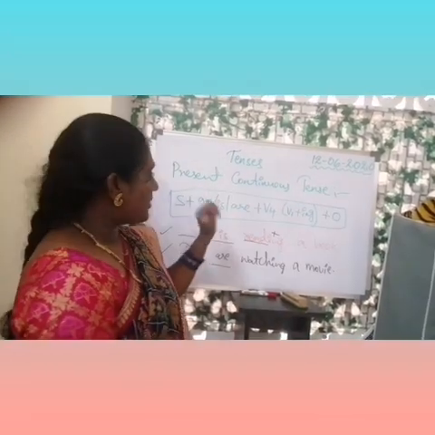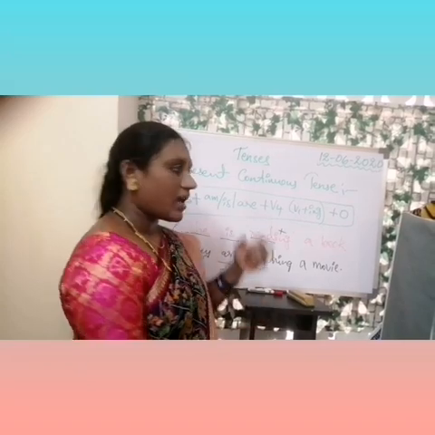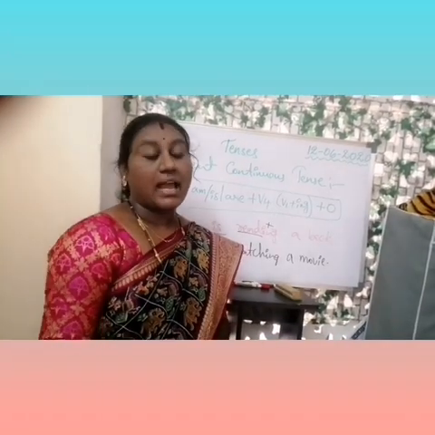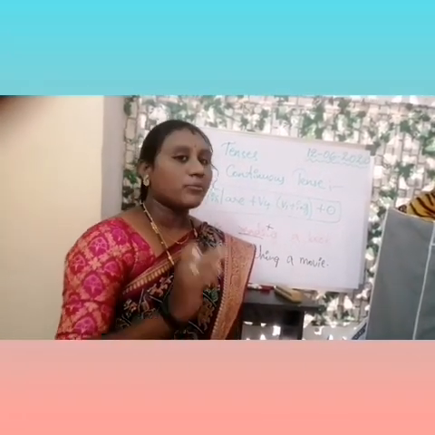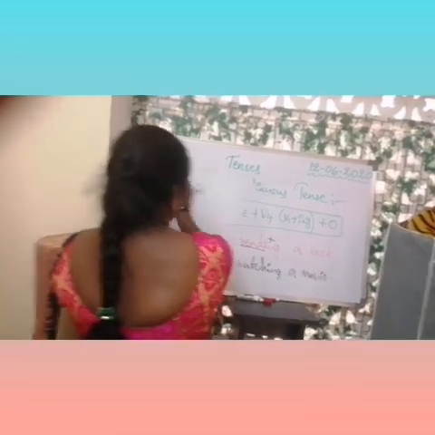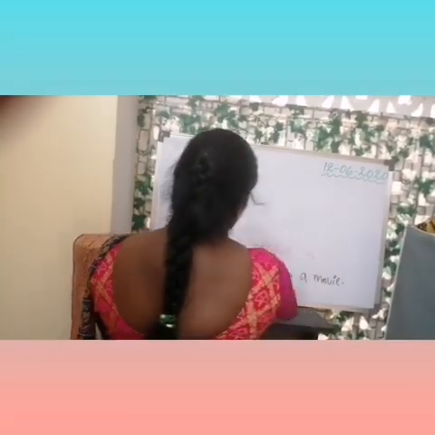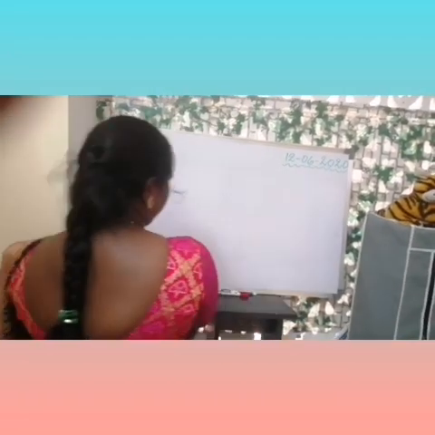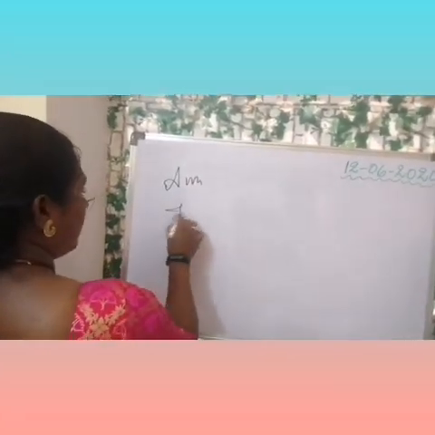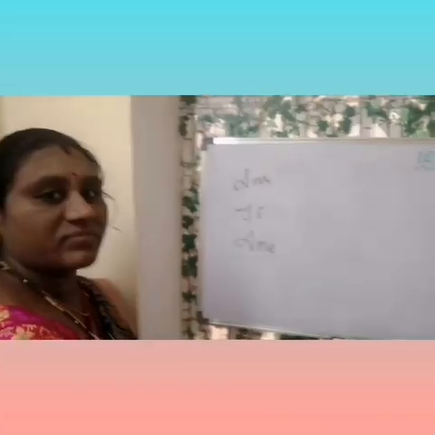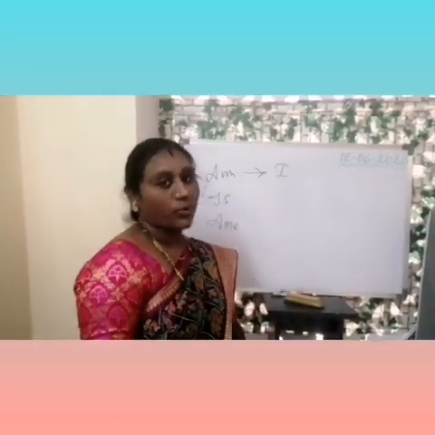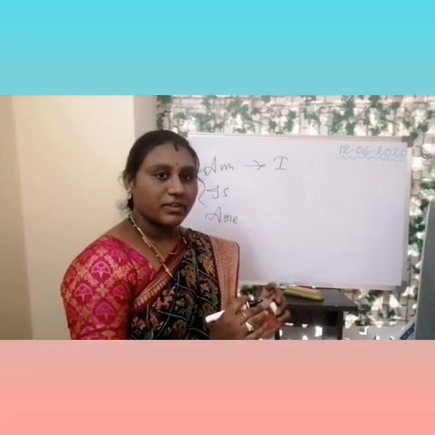Now I'm going to tell you about the helping verbs am, is, are. When do we use am, when do we use is, and when do we use are? I'm going to explain this. First, we use am for the first person or first pronoun, I. We use am for I only.